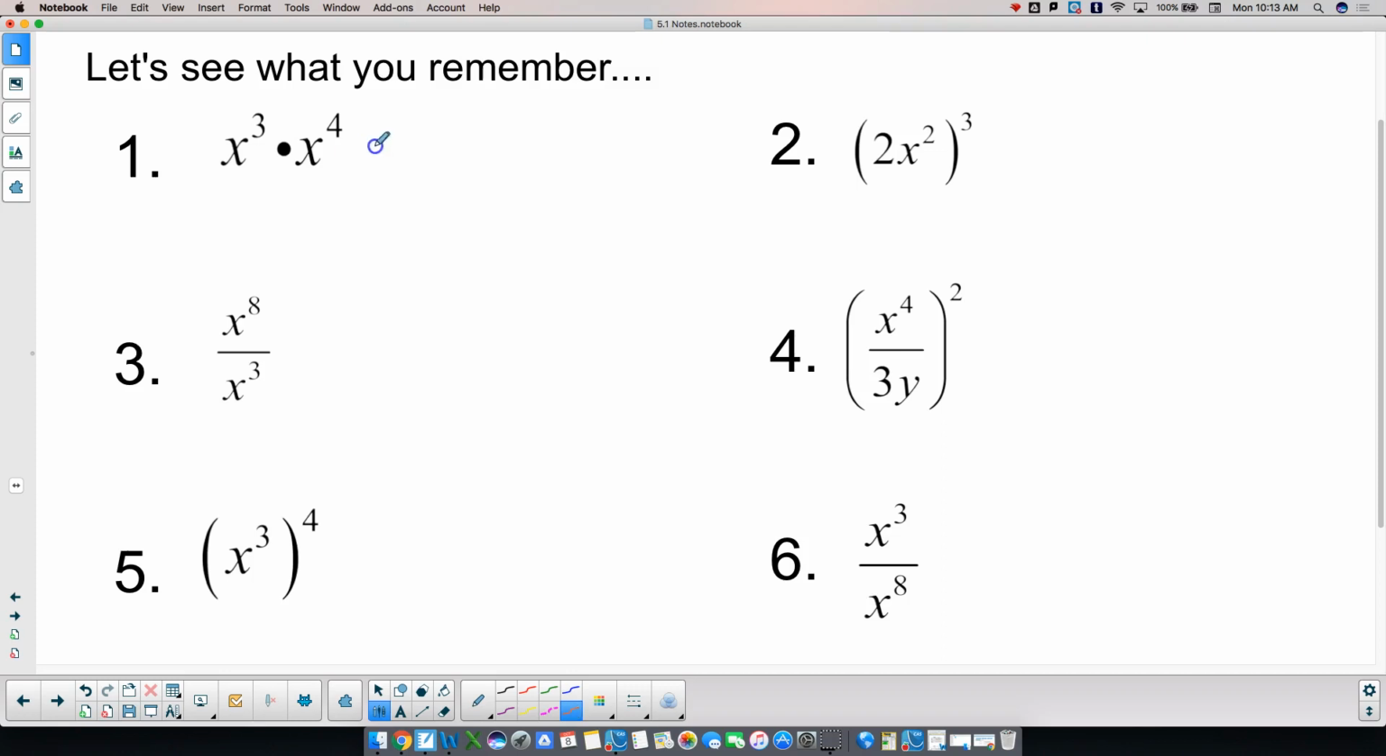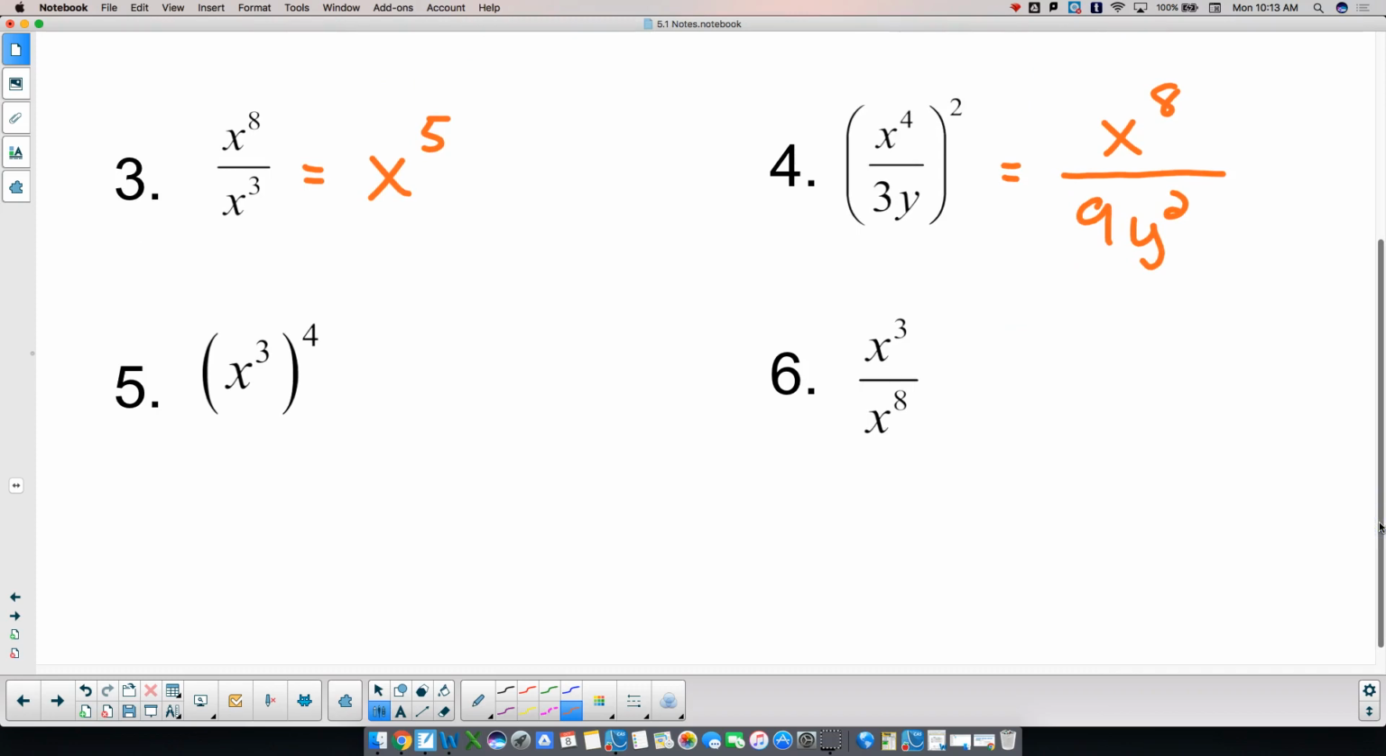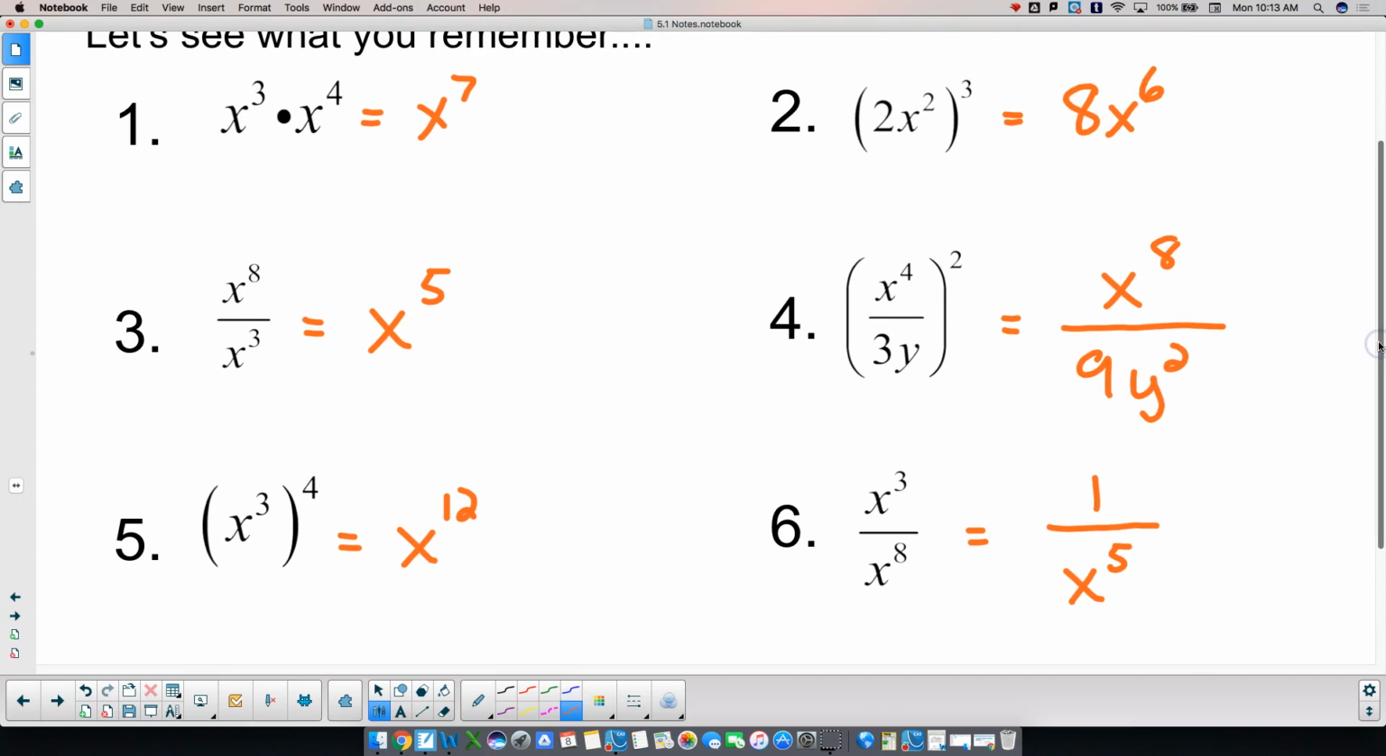So on this first one, you should have gotten x to the 7th power. On the second one, you should have gotten 8x to the 6th power. On the third one, you should have gotten x to the 5th power. On the fourth one, you should have gotten x to the 8th power divided by 9y squared. On the fifth one, you should have gotten x to the 12th. And on the 6th one, you should have gotten 1 over x to the 5th power.